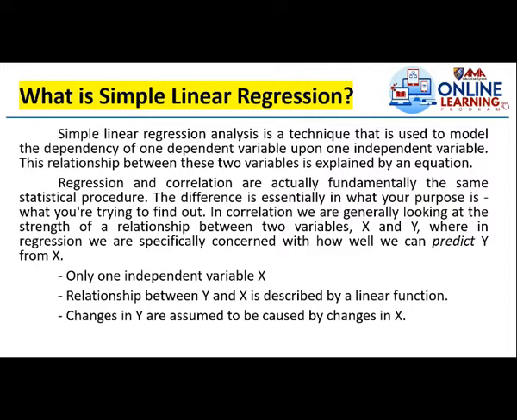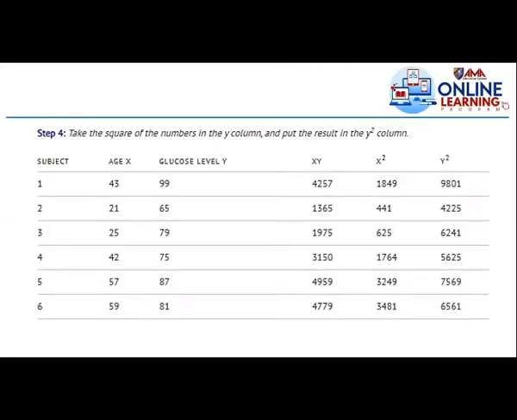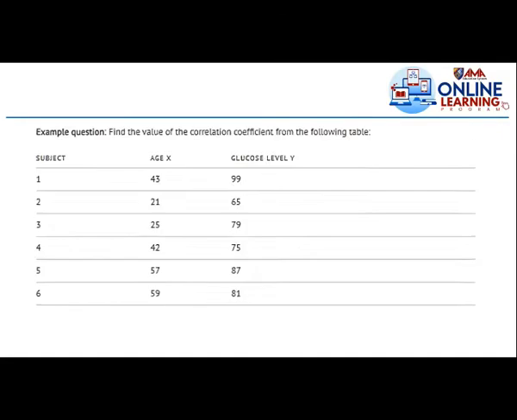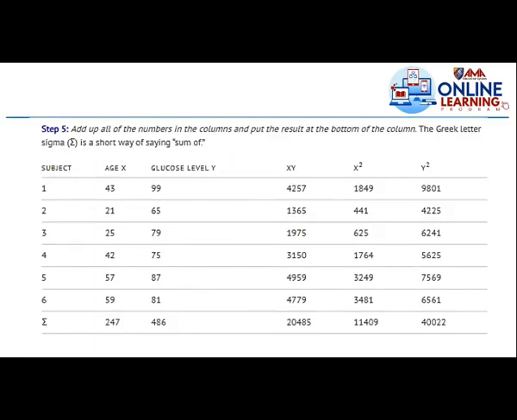Okay? So these are the things that you should remember when you're dealing with simple linear regression. First, there's only one independent variable X. Next, the relationship between Y and X is described by a linear function. That's why the figures earlier are straight lines. The representation of the regression line would be a linear function.